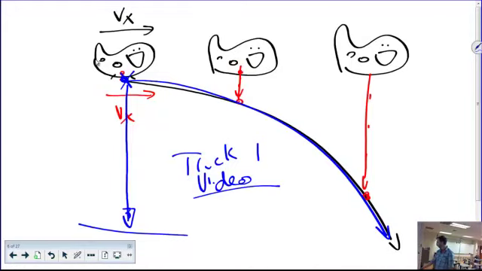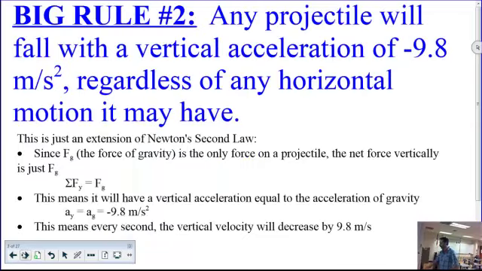Okay, so that is the first rule: horizontal velocity of any projectile always remains constant. Okay, big rule number 2. This is the one that students tend to have a slightly tougher time with. Big rule number 2 says this: any projectile will always fall with a vertical acceleration of negative 9.8 meters per second squared, the acceleration of gravity, regardless of the horizontal motion that it has. In other words, how fast an object is moving horizontally has nothing to do with how quickly it drops.